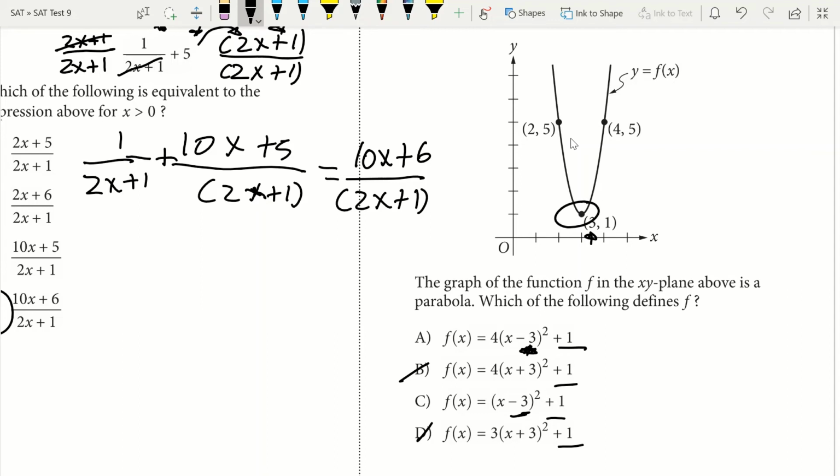Next thing I'm looking at is what I jump when I go over 1 to either side. I see when I go over 1 to either side, I'm going up 4, because 5 minus 1 is 4. So if I see I'm going up 4, I know that I have to have this 4 in front of my equation, which tells me that my answer will have to be A.